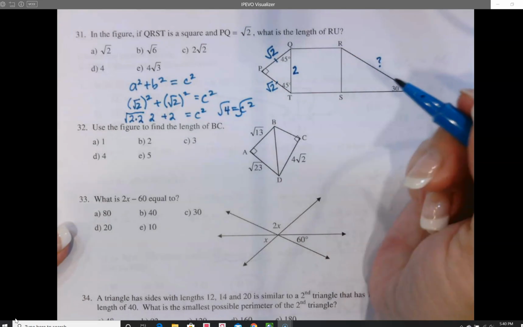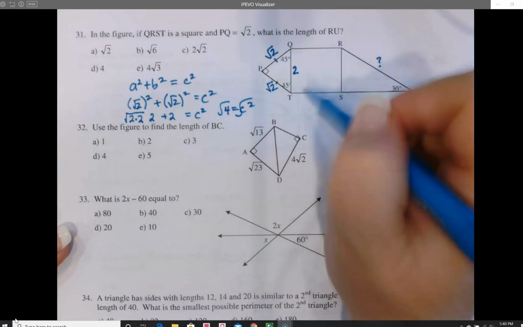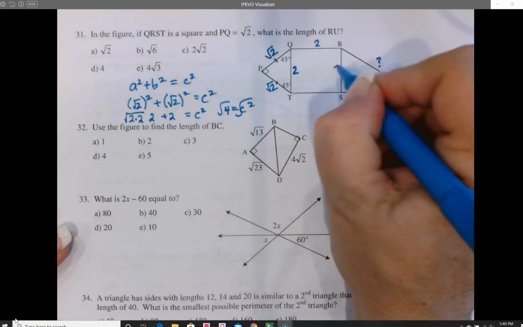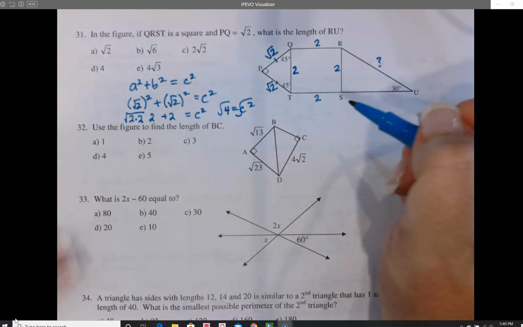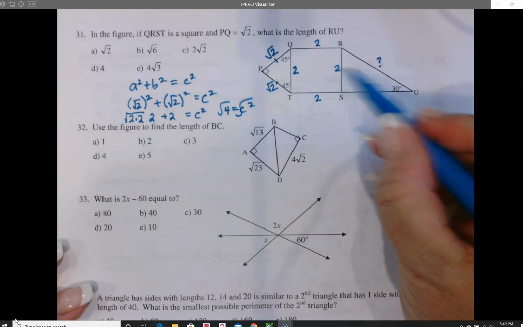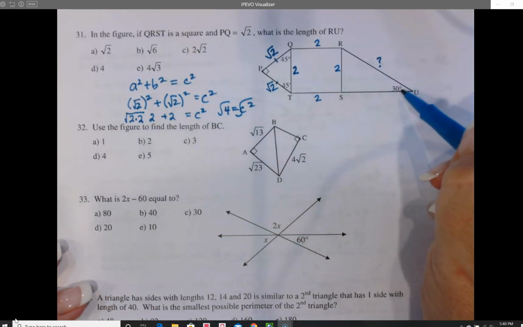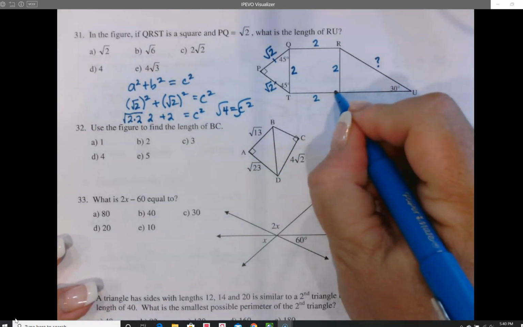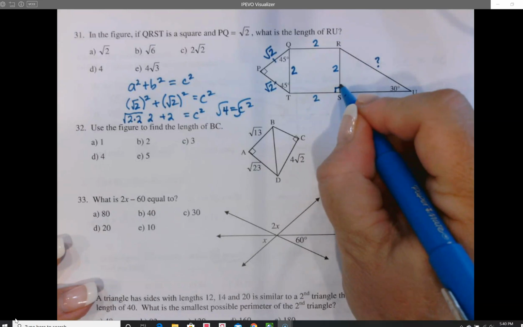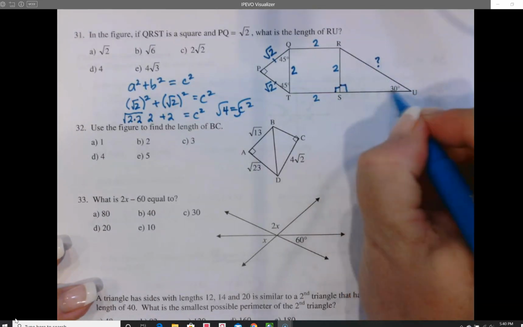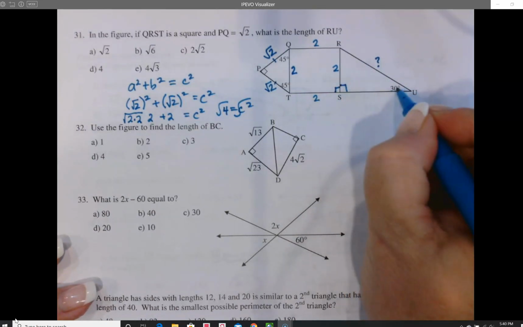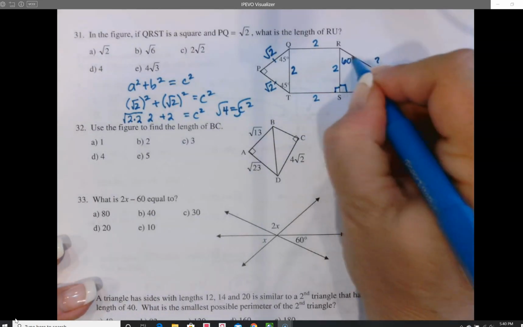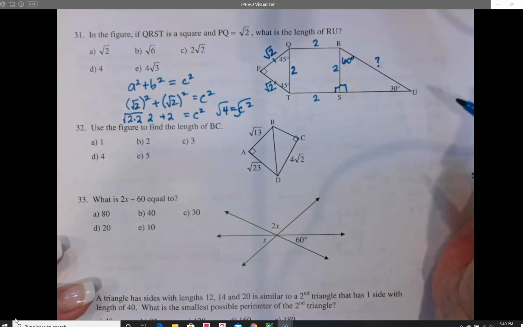So I figured out this hypotenuse here, and they tell us that QRST is a square, so I automatically know that all 4 sides of the square are the same. Now I've got this 30-degree angle given here, and this is what's called a special right triangle. So if this is a square, we know that's a right angle. So if this is 90 and this is 30, add that up, that's 120, subtract from 180, we have what's called a 30, 60, 90 right triangle.